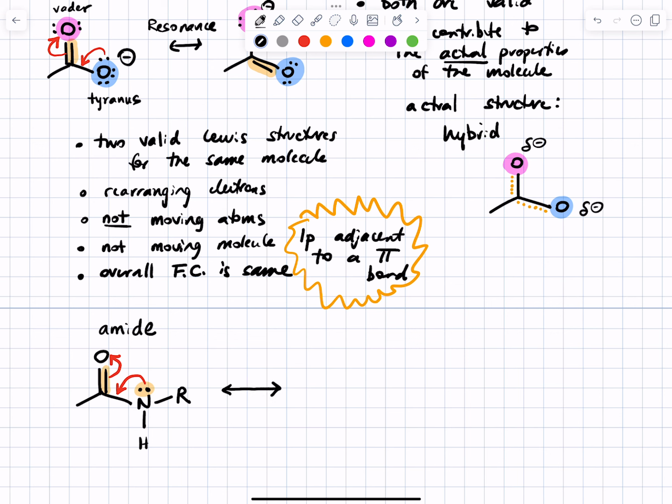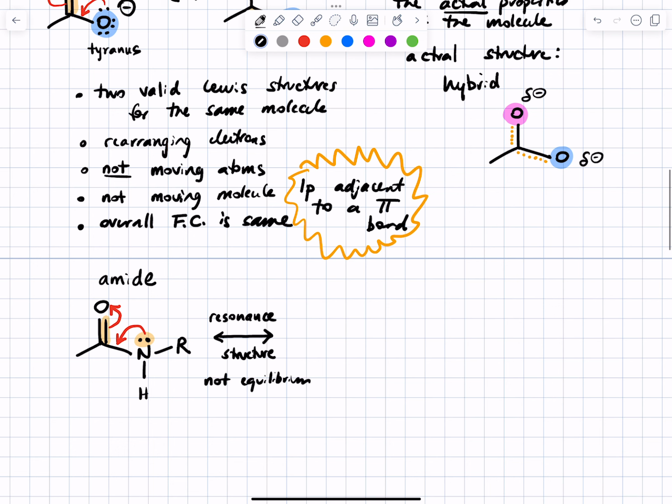This doubly headed arrow communicates that these are resonance structures and that they are both valid descriptors of the same molecule, and that they are not actually in equilibrium with each other. They are not hopping back and forth; both of them represent the molecule simultaneously.